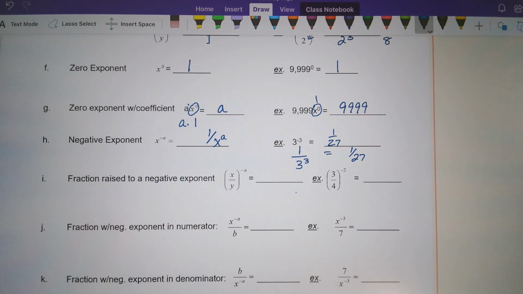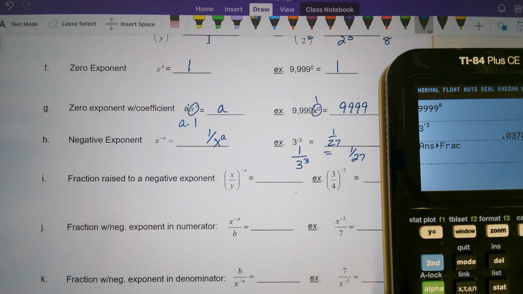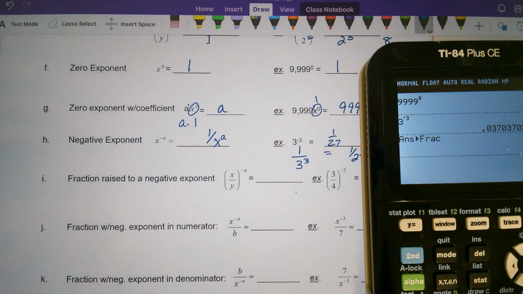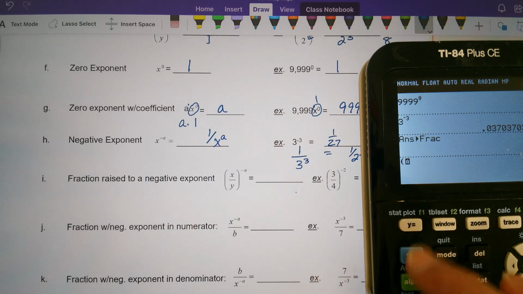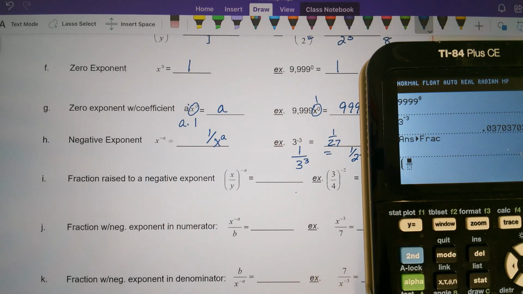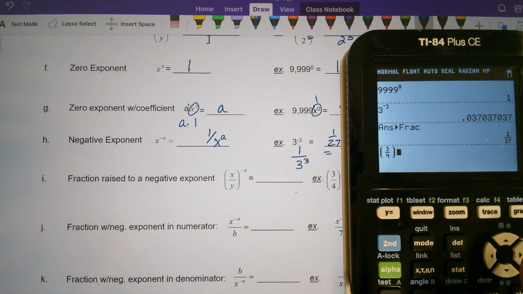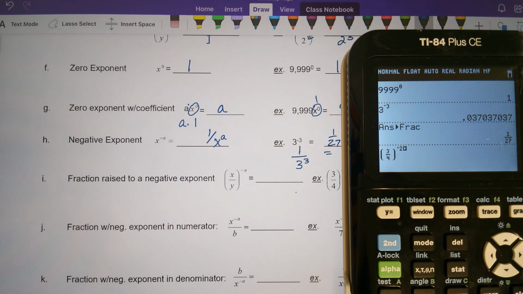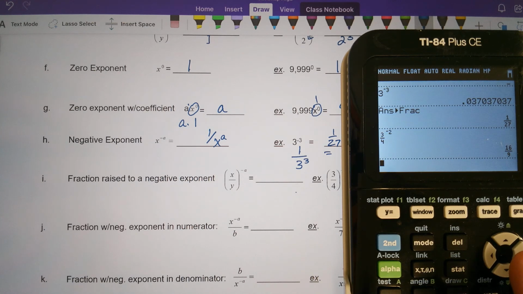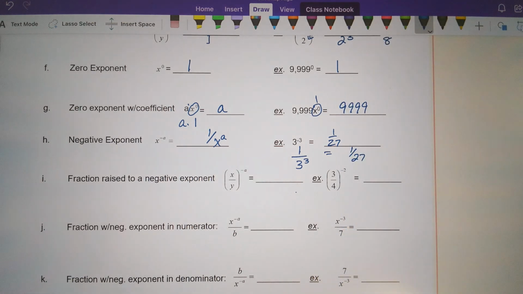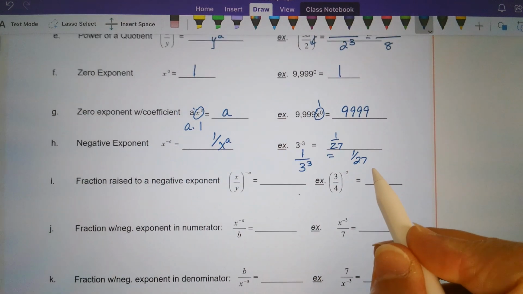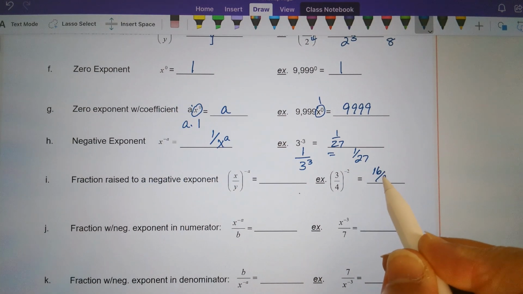A fraction raised to a negative exponent. Okay, so what if we have a fraction raised to a negative exponent? Let's look at the example first. So I'll do parentheses, fraction, 3 over 4. Close my parentheses, and it's raised to negative 2. Press enter, and we get 16 ninths. All right, so this is equal to 16 ninths.